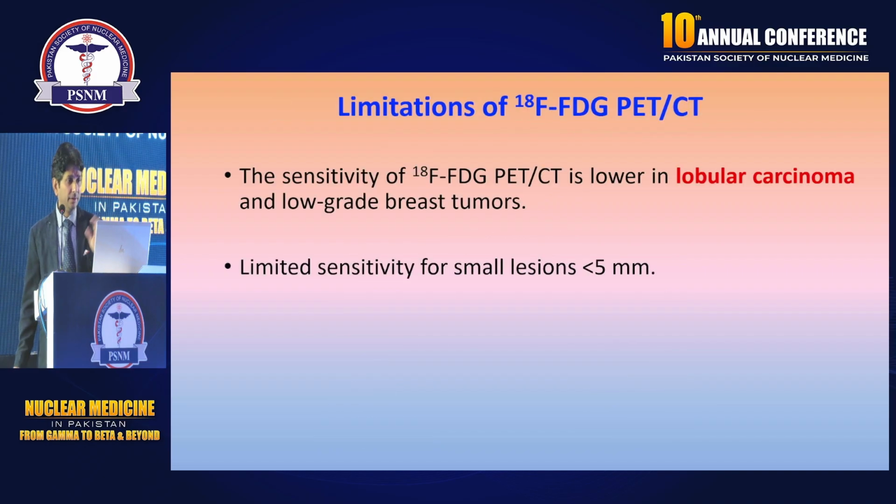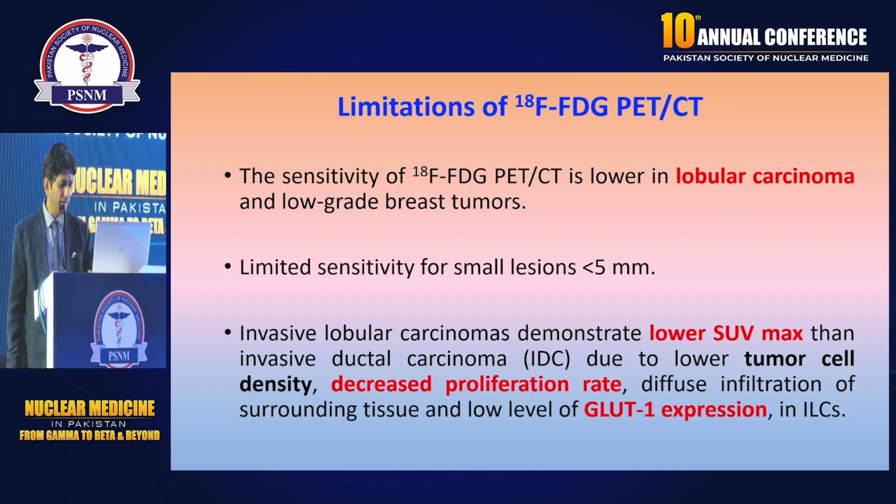So the sensitivity of FDG PET CT is lower in lobular breast cancer. Why is that? Because it has a lower SUV max, because it has a lower tumor cell density, decreased proliferation rate, a diffuse infiltration of the tumor in lobular breast cancer, and a low level of GLUT expression.